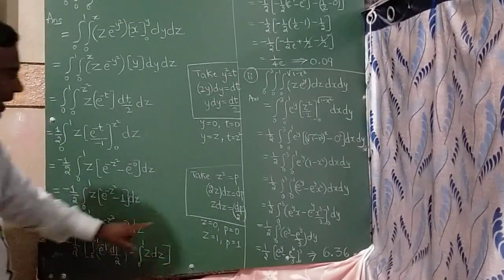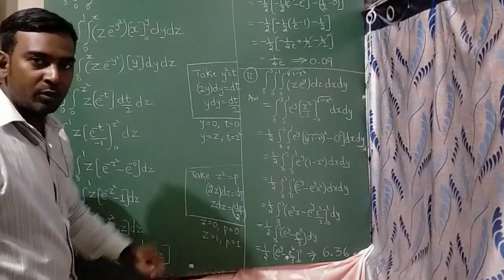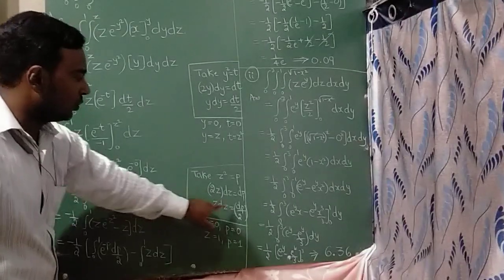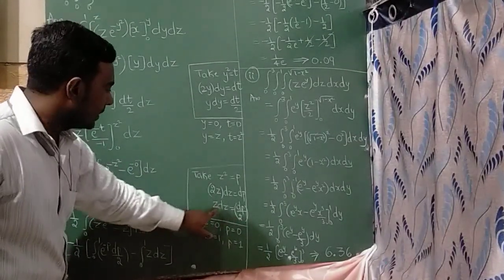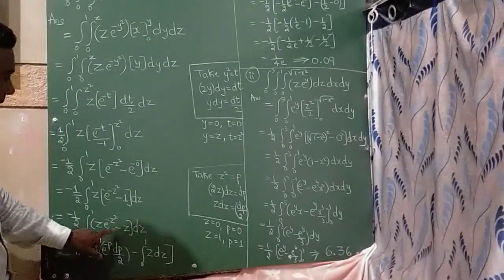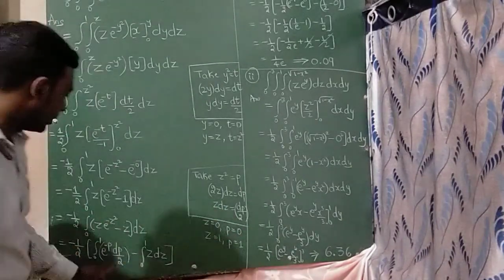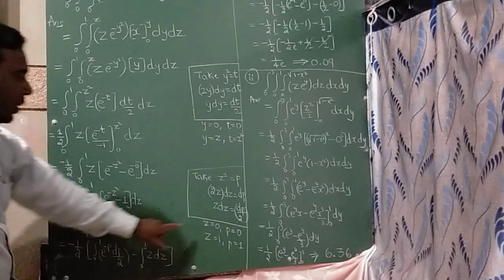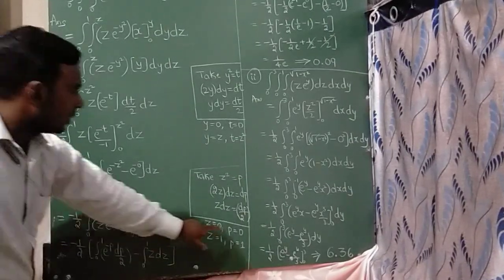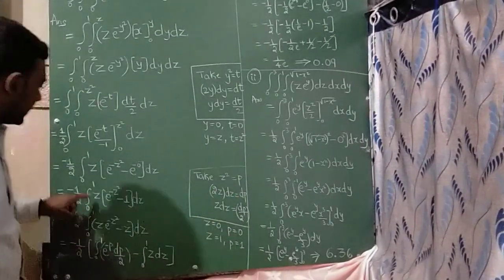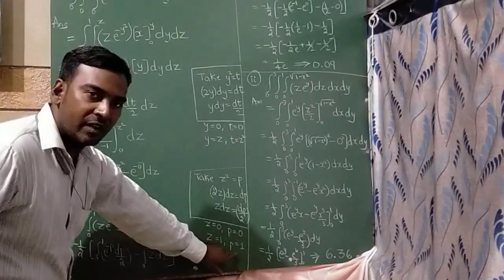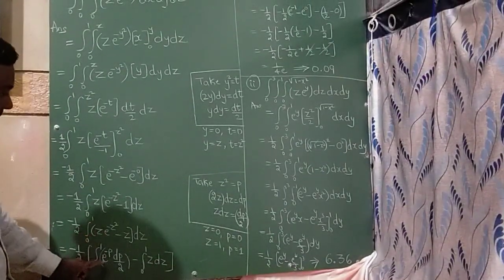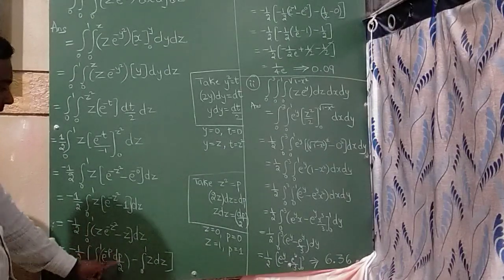Again for this I am going to take z square is equal to p. If I differentiate this, 2z dz is equal to dp. This 2 will go in the denominator. This whole term will become dp by 2, so I have written dp by 2. In place of z square I have written p. When z is 0, p will become 0. When z is 1, then p will also become 1. Fine. Here this whole term I have written e raised to minus p dp upon 2.